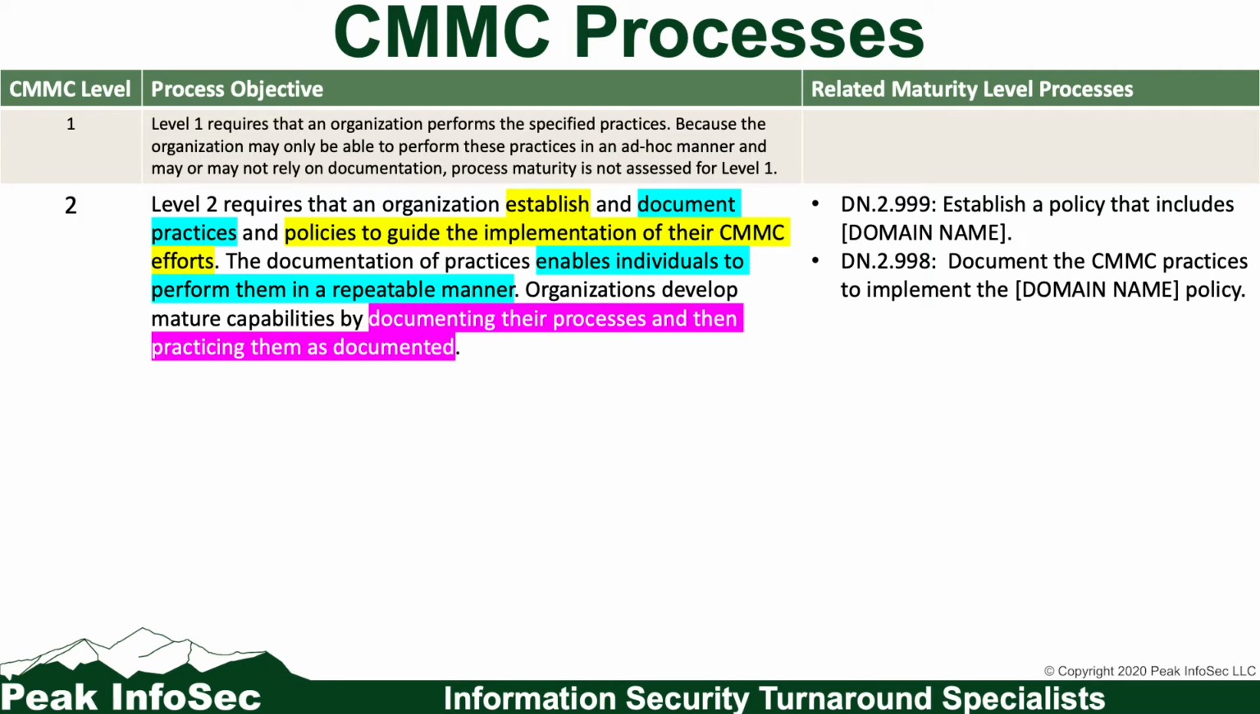Likewise, when it comes to documenting those processes, you need to be practicing them. That is what the auditor is going to come in and look at and evaluate.